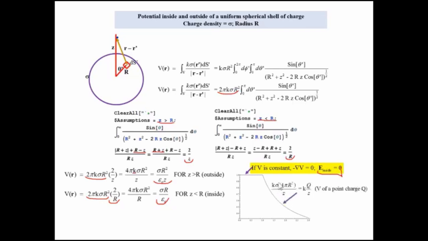Outside, here it is again. If you notice back here, we could have put 4 pi r squared in front of the k sigma. If we do that, it looks like this. So here's our 4 pi r squared. That's the area of the sphere. Area times sigma gives us Q, and so we have kQ over z, and it is in fact the potential of a point charge.